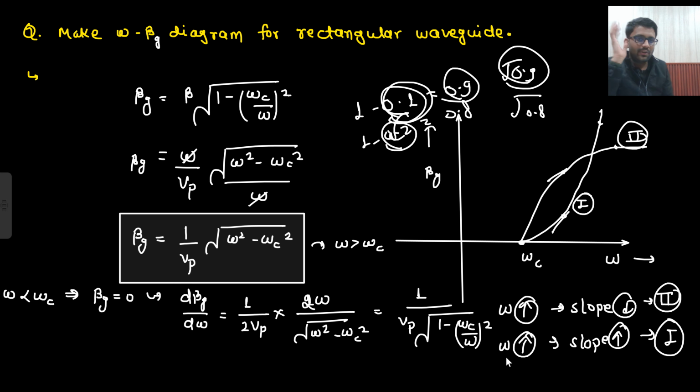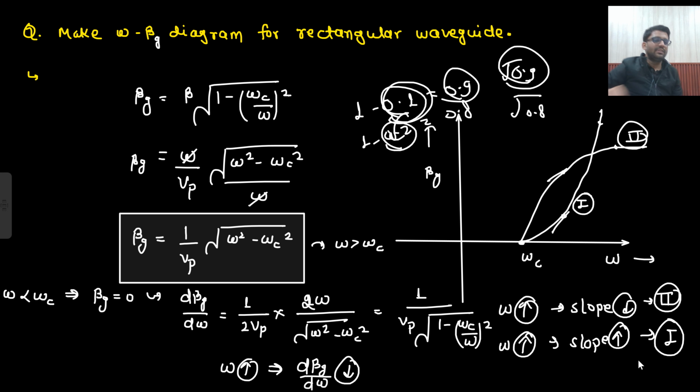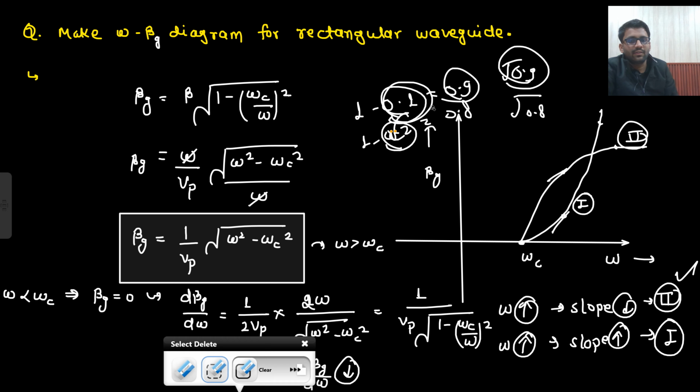So now I am getting more value. If I am getting more value, that means this total value will be lesser. So as omega increases, d beta g by d omega is going down. Then which graph is correct? This one. Second graph is correct. So this is the way of analyzing it.